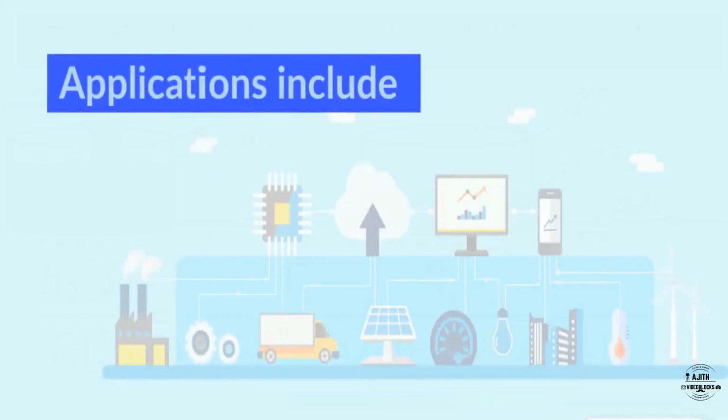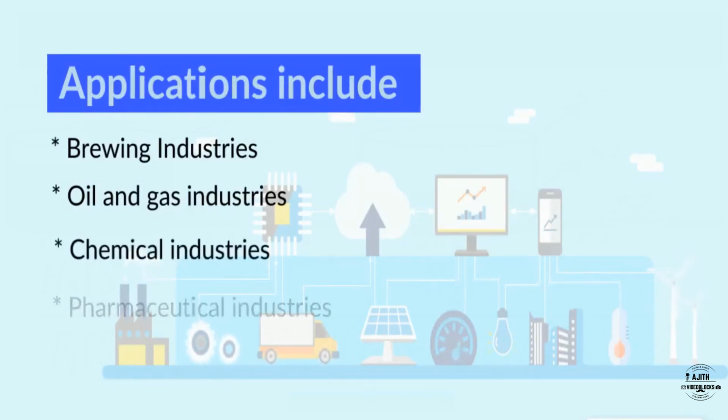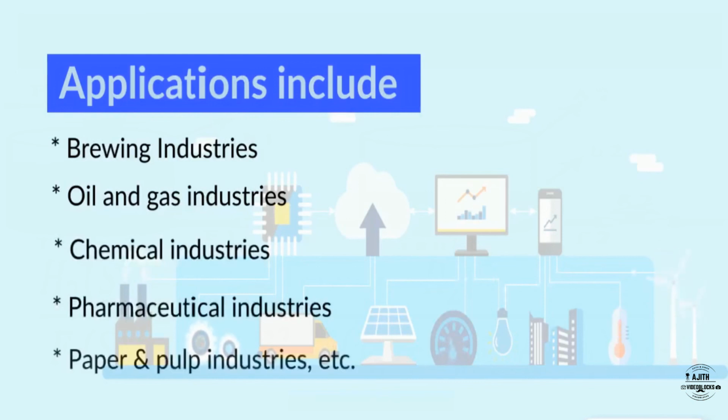The applications of interacting systems is found in various industries like brewing industries, oil and gas industries, chemical industries, pharmaceutical industries, paper and pulp industries, etc.